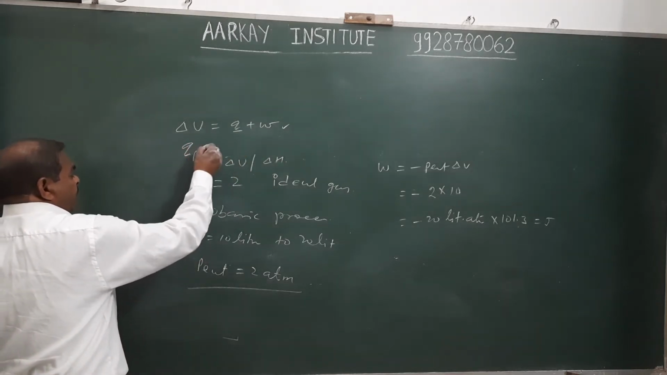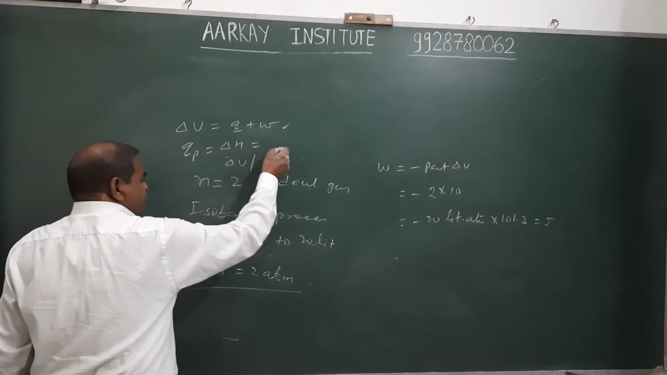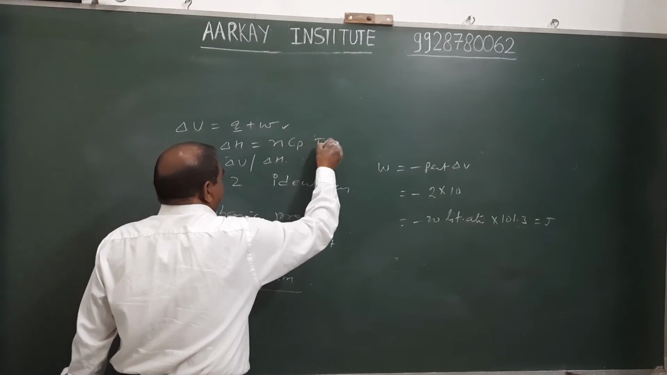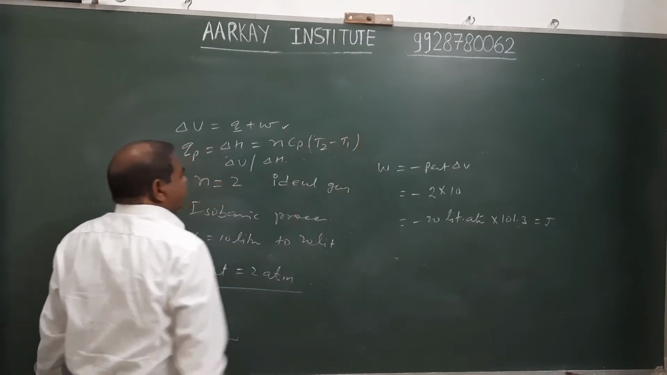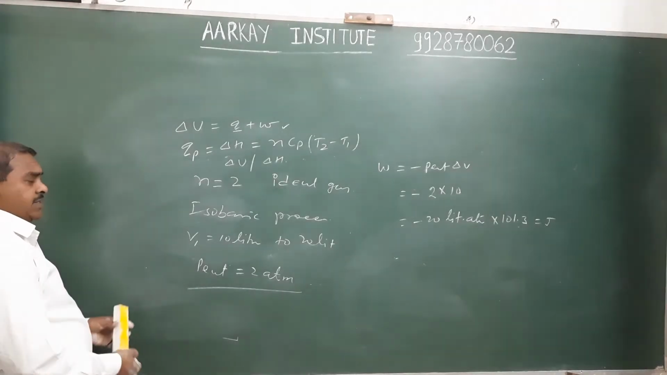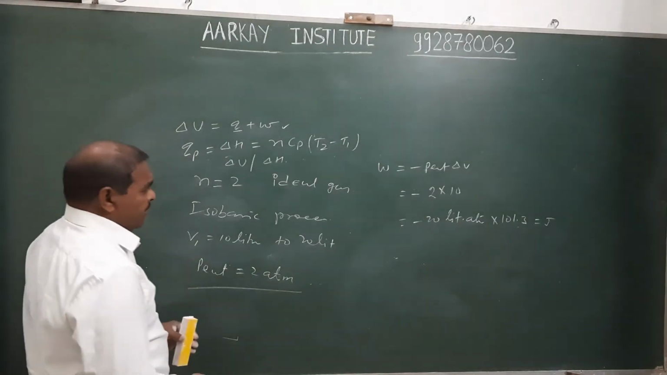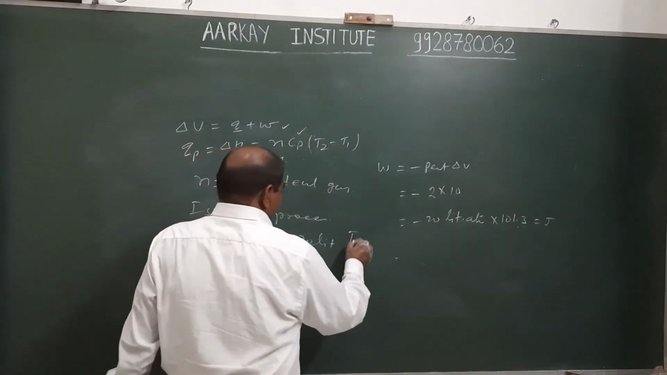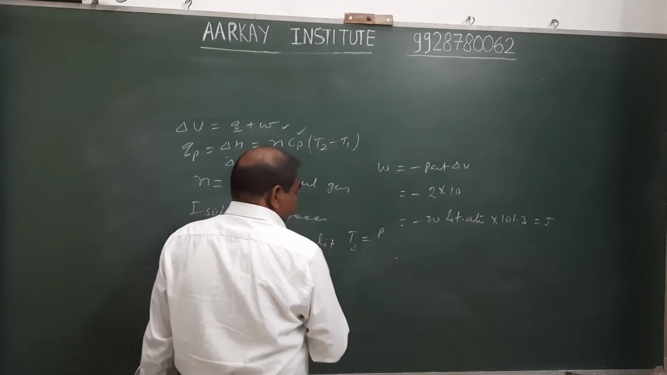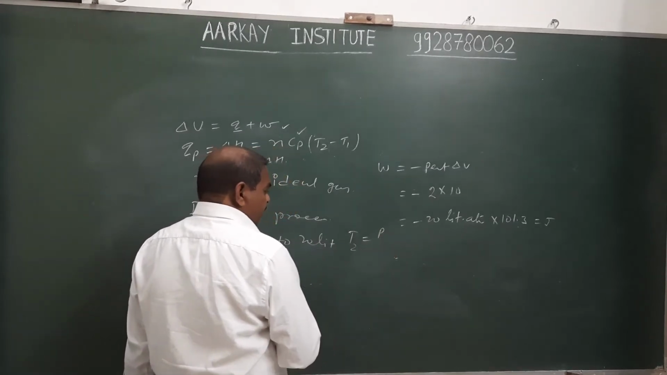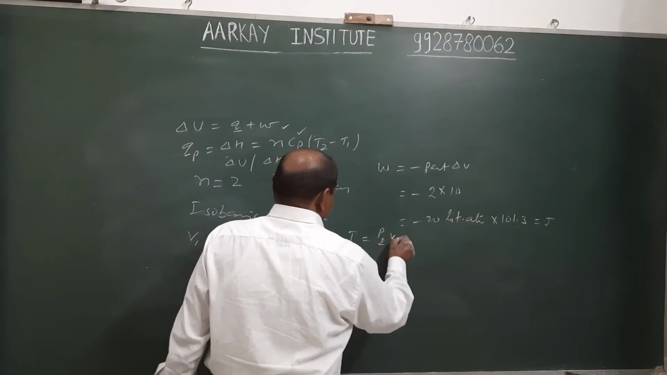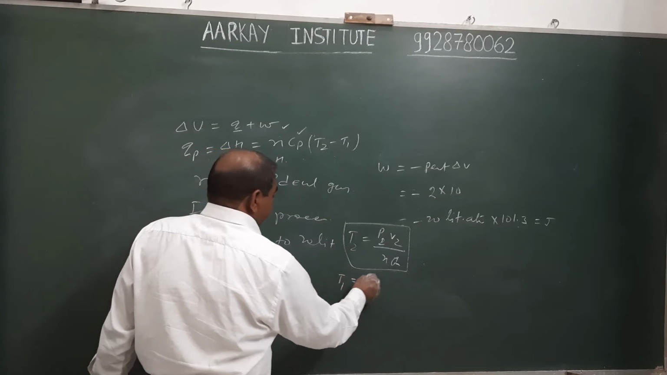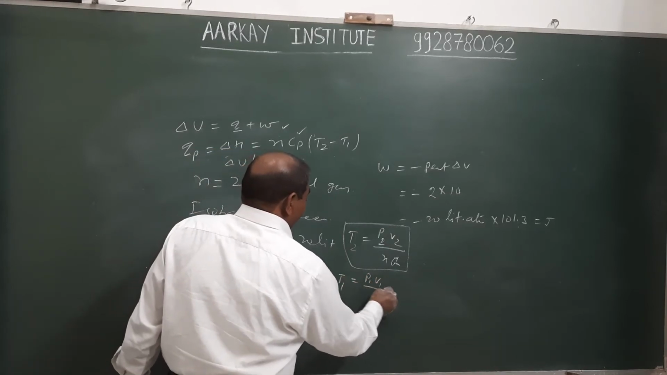Q in an isobaric process equals the change in enthalpy. Change in enthalpy is calculated with the help of nCp and the change in temperature, T2 minus T1. We find T2 minus T1, and the heat capacity of the gas is given in this question. With the help of the ideal gas equation, T2 equals P2V2 upon nR, and similarly T1 equals P1V1 upon nR.